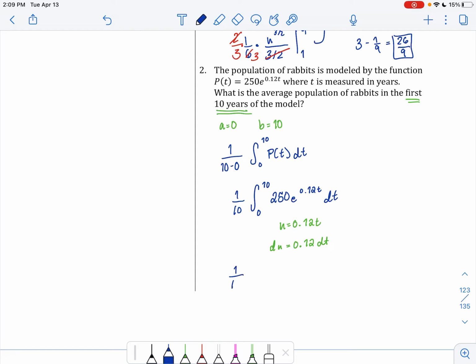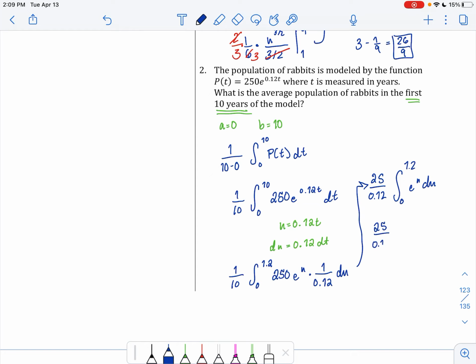So then I have 1/10 times the integral from 0 to 1.2, because I'm changing the bounds by multiplying 0 and 10 by 0.12, of 250 e to the u times 1 over 0.12 du. Now I've got a lot of simplifying here with coefficients. This becomes 25 over 0.12 times the integral from 0 to 1.2 of e to the u du. As we know, the integral of e to the u is just itself.